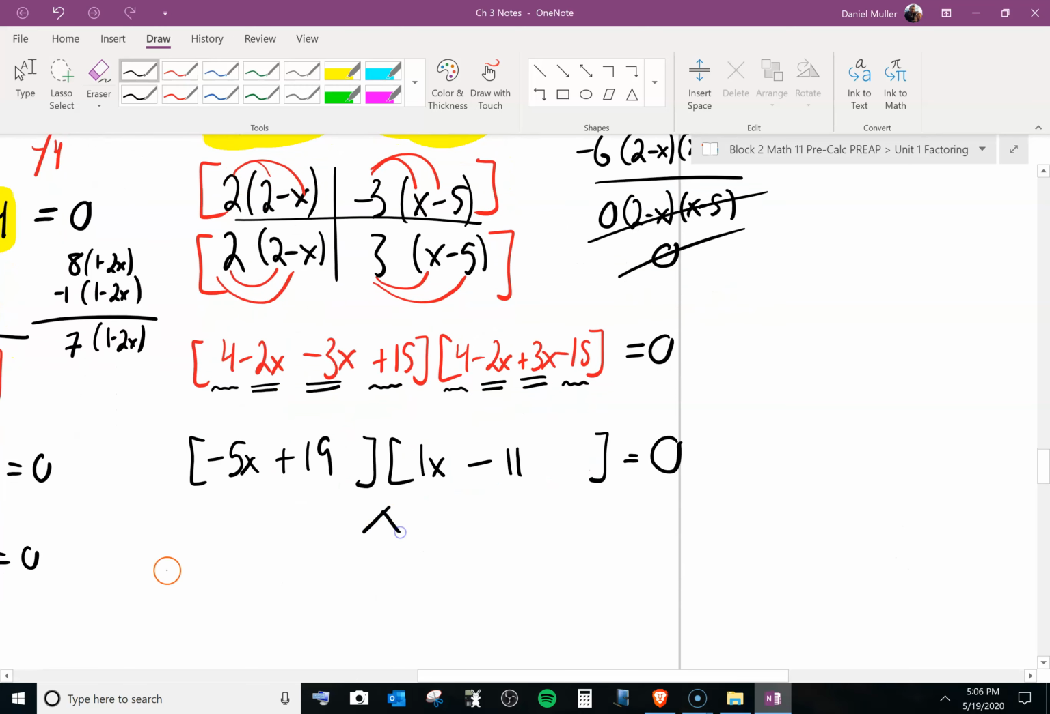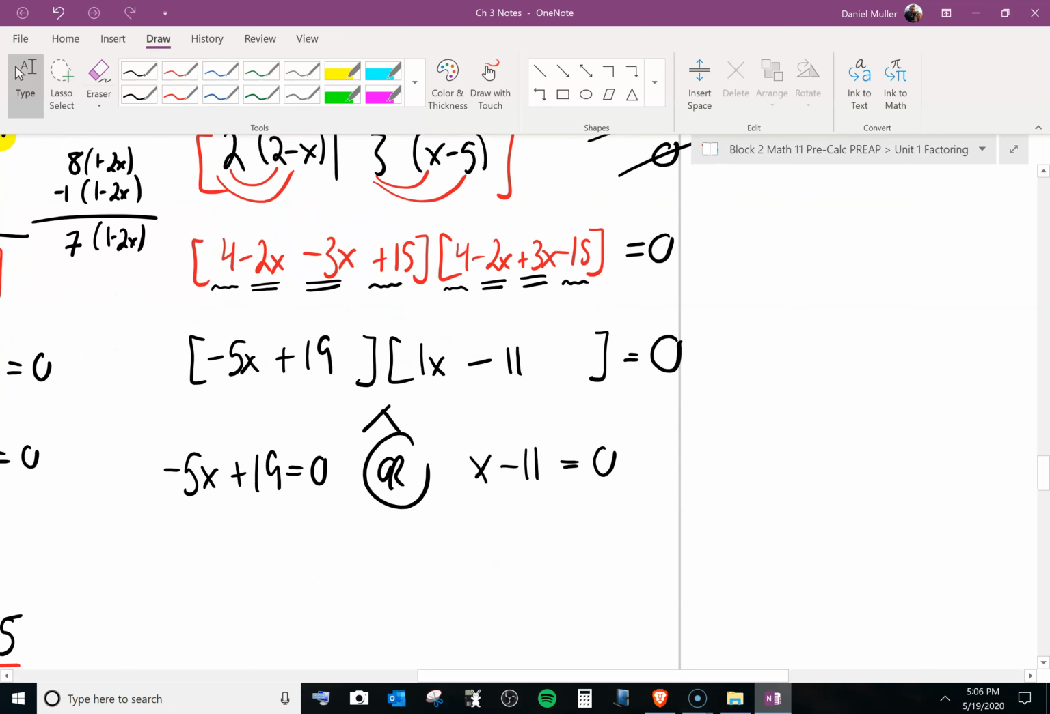So I've got two here. I've got negative 5x plus 19 is equal to 0, or x minus 11 equals 0. So I just didn't write the 1. And immediately, you should see that this is going to be negative 19 over negative 5. You're going to bring this 19 over by subtracting it. So subtract 19. And then you're going to divide by 5. And that one will be 19 over 5.